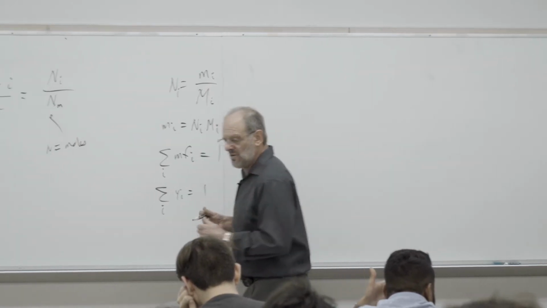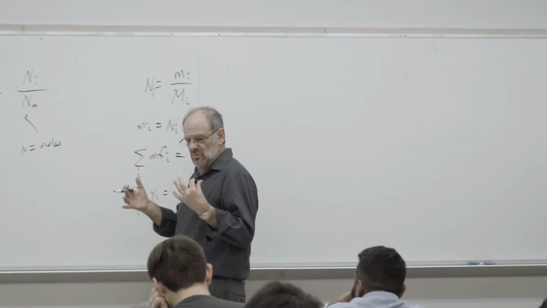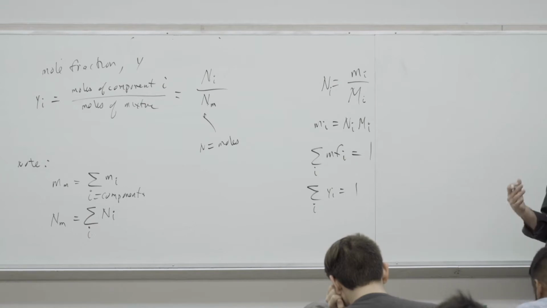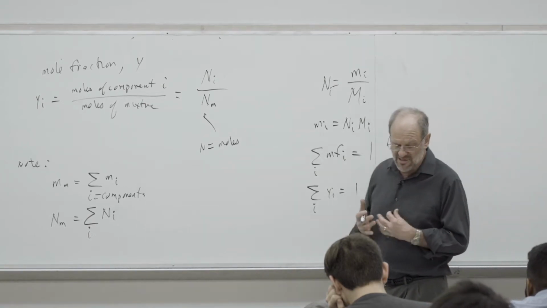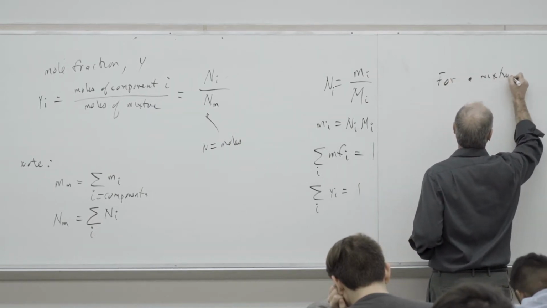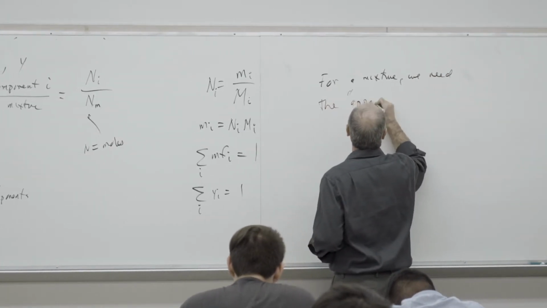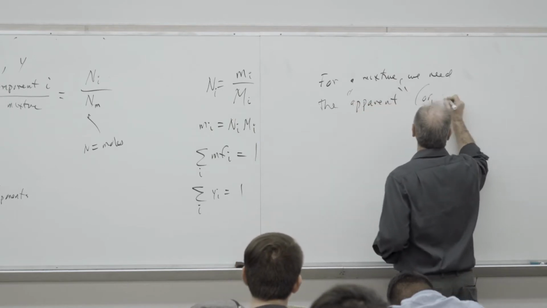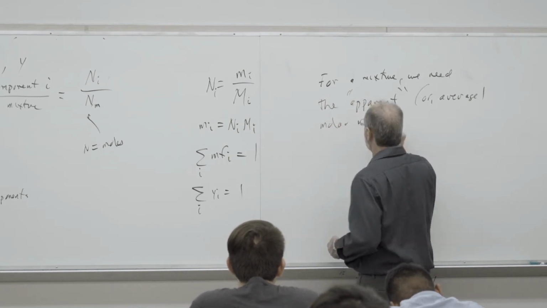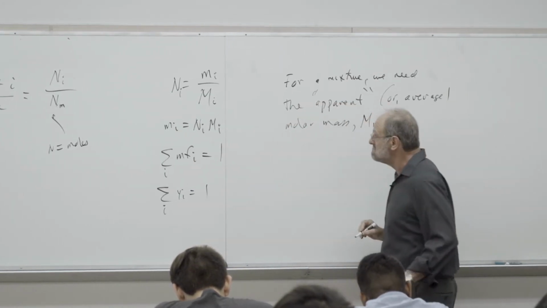So we would note that a mixture doesn't actually have a molar mass. Technically a molar mass deals with an individual component, right? A pure molecule or pure atom of some sort. But we can still calculate what we would call the apparent molar mass. Sometimes it's called the average molar mass. So for a mixture, we need the apparent, or again, we can call it average molar mass. Okay. And this molar mass is just going to be M sub m.